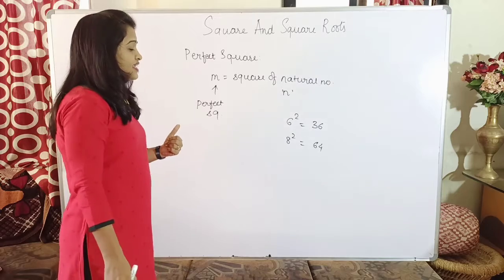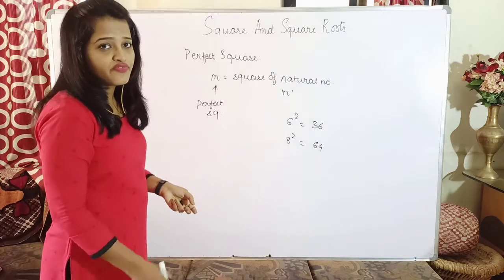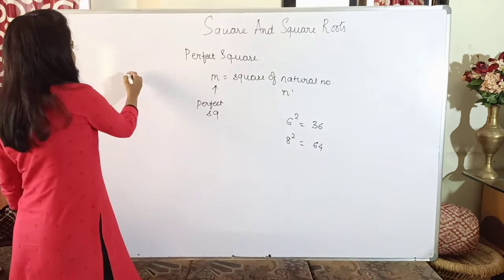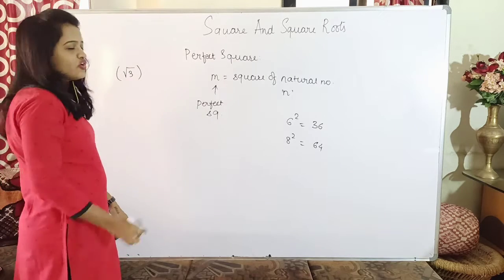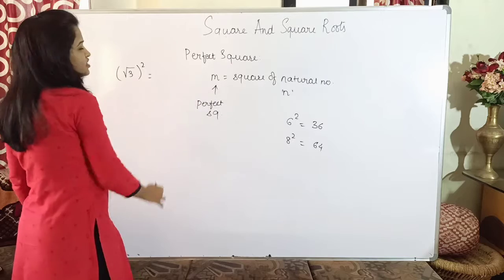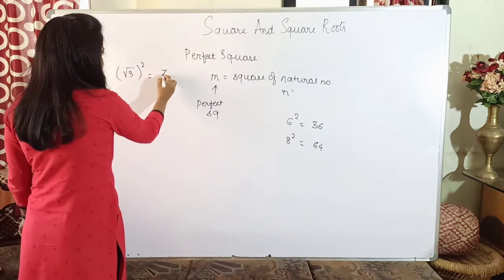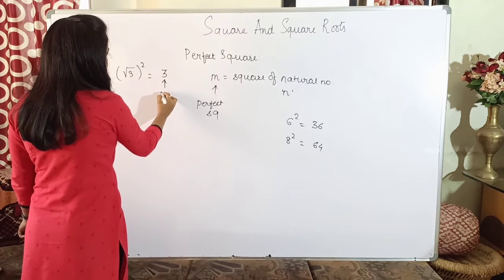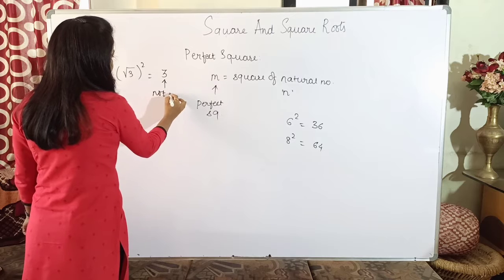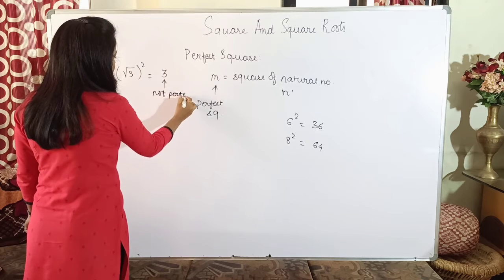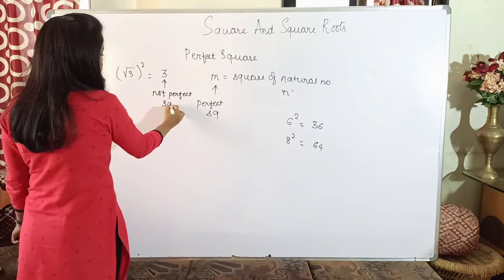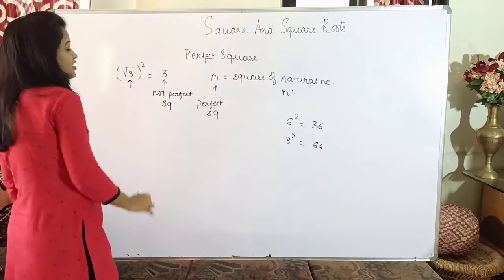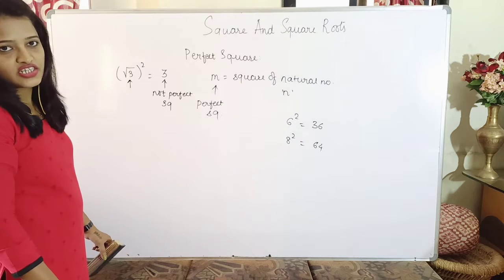Now in that case, all the numbers have to be perfect squares, isn't it? For example, let us consider the number root 3. What is the square of root 3? It will be root 3 into root 3, that is nothing but 3. But 3 is not called a perfect square. Even though it is a square of some number, it is not called a perfect square. Why? Because it is the square of an irrational number.